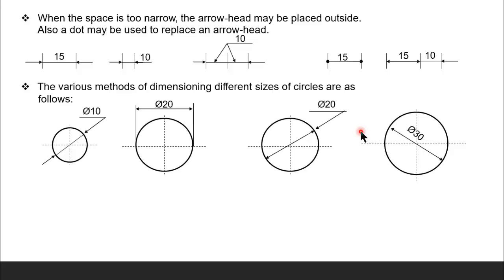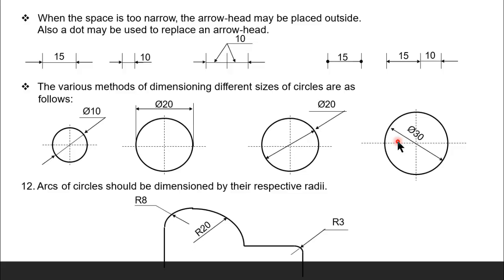Next, for the dimensions of the diameters of a circle, we can use it like this. One is by showing the arrowheads from outside towards the center, and using a leader to show the dimensioning. Another is to draw a tangent to the circle and show the dimensioning, writing the dimension line inside, showing the arrow outside, and using a leader. And directly inside, we can draw the dimension line passing through the center and write the dimension figure over there.